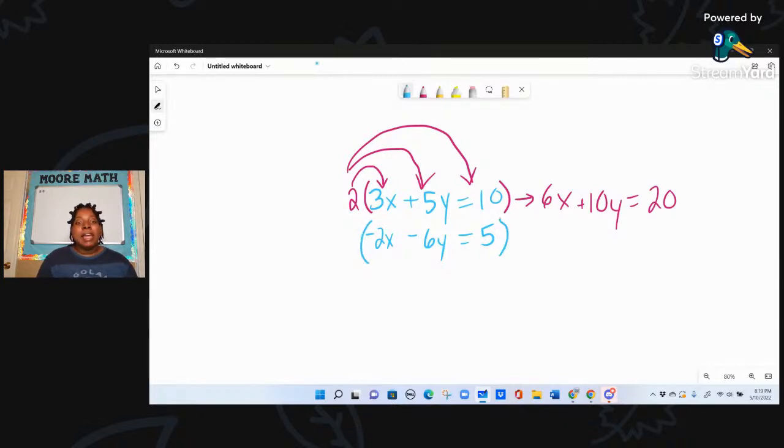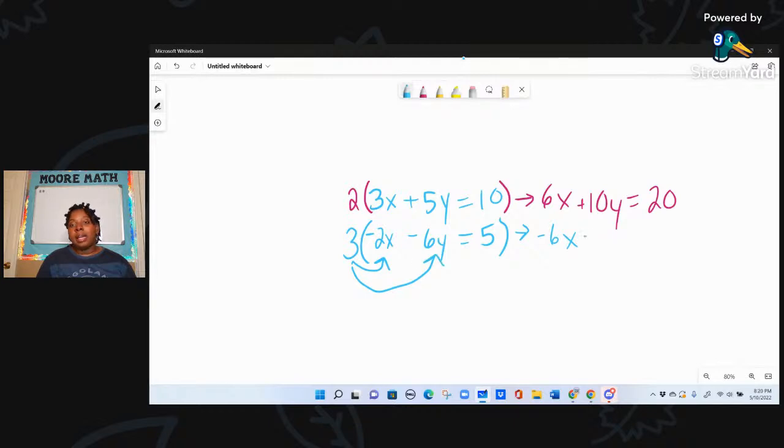Now we're going to multiply everything on the bottom by 3. Because again, I want these x's to say 6 on the top and negative 6x on the bottom. Okay? So I'm multiplying everything on the bottom by 3. Okay? And we're going to do the same thing. So 3 times negative 2x is negative 6x. 3 times negative 6y is negative 18y. And 3 times 5 is 15. Okay?